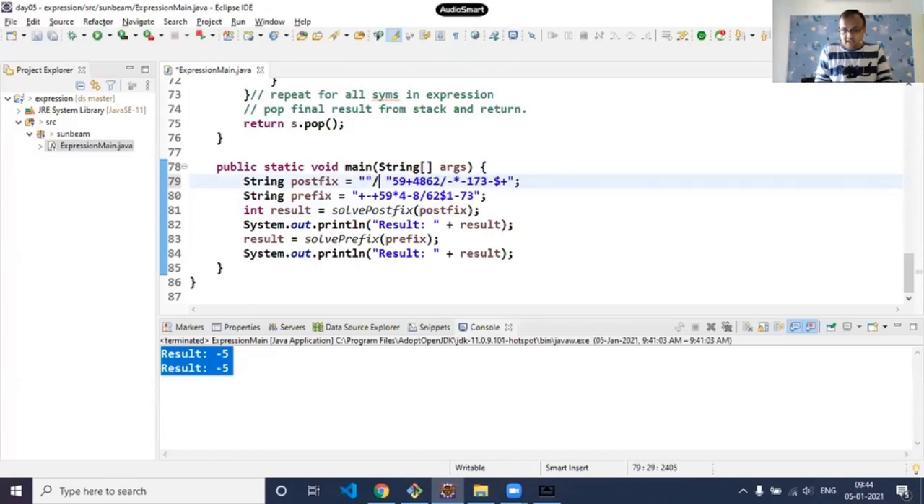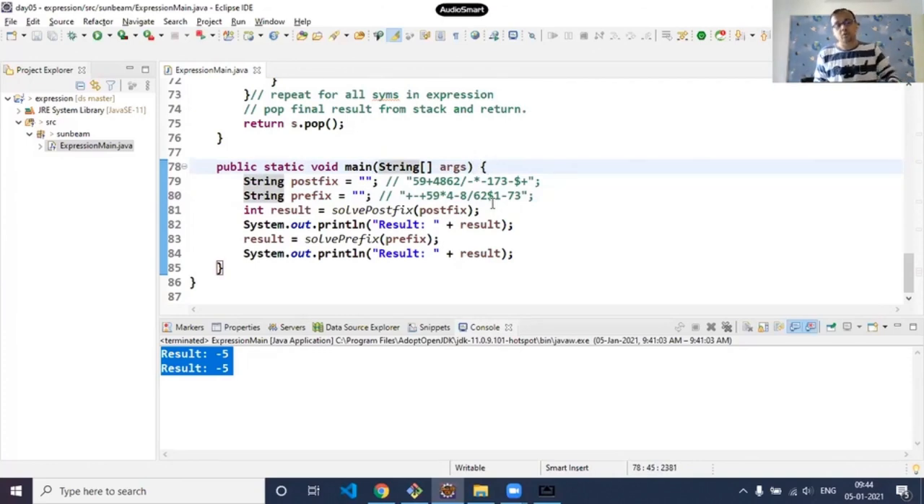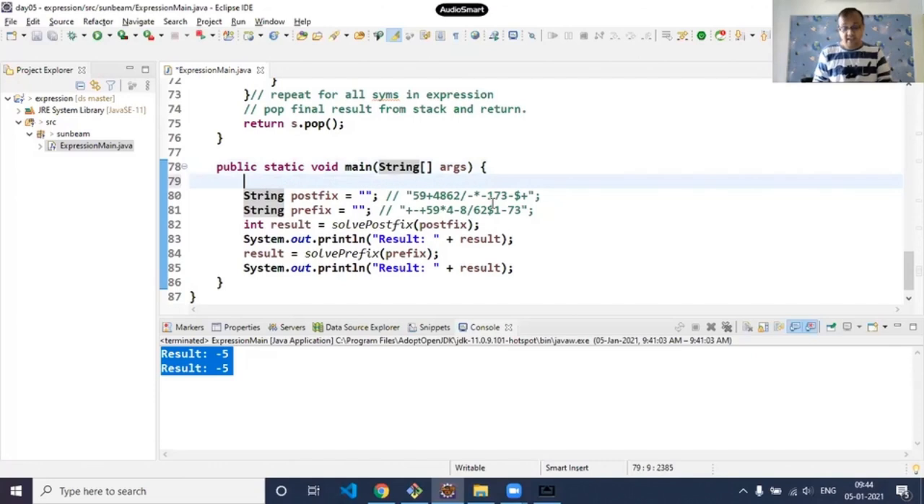The end user is going to give you the infix, and then it will be your responsibility to convert infix to postfix and infix to prefix. So the original expression was something like this.